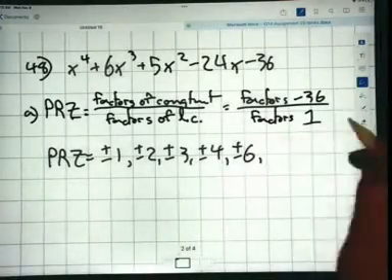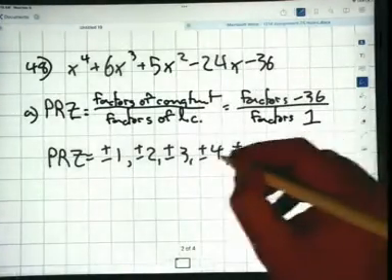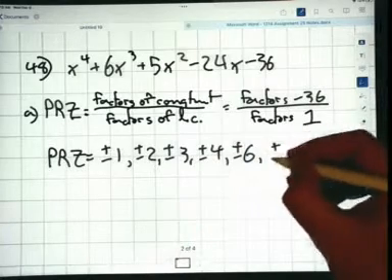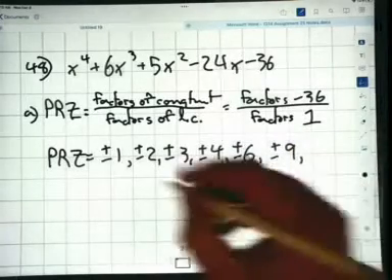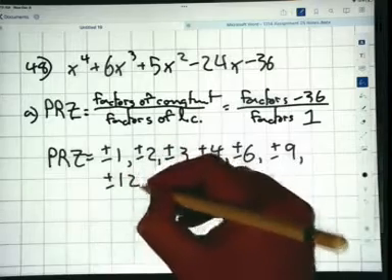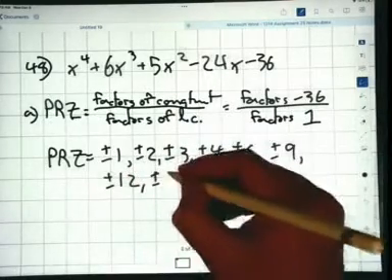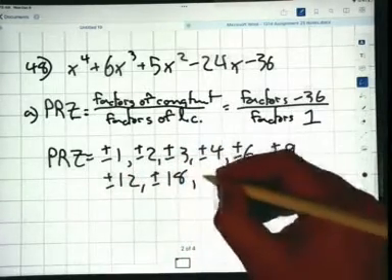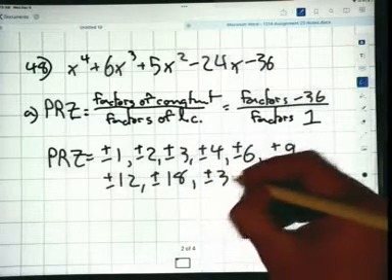And because 6 times 6 is 36, now I can just start working going backwards. 4 times 9 is 36. 3 times 12 is 36. 2 times 18 is 36. And 1 times 36 is 36.